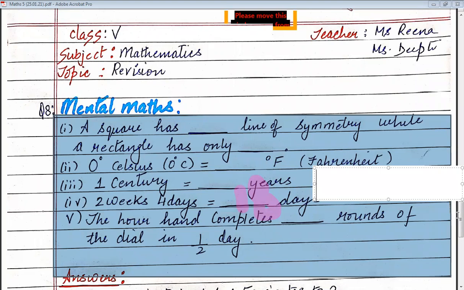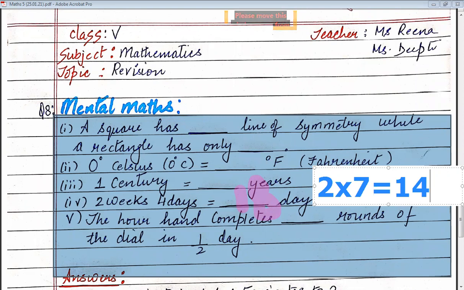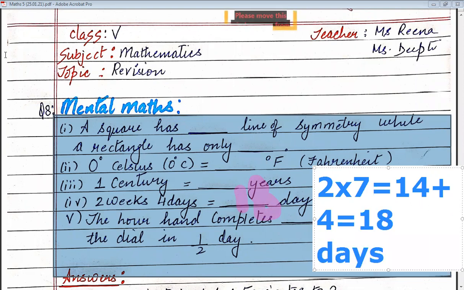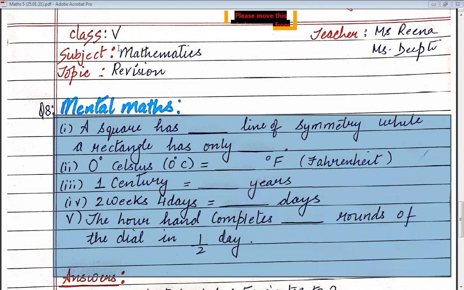Now 2 weeks means how many days? In 1 week, 7 days. So 2 weeks means 2 multiply 7, which will give you 14. Okay, now you have 14 days and you have extra 4 days also. So you have to add 4 and finally you will get 18. So how many days are there? 18 days. Okay, children. So this is the way we got our answer. Okay, so directly you can say that it is 18. Now the hour hand completes dash rounds of the dial in half day. Now, children, whole day your hour hand takes 2 complete rounds. So, in half day, your hour hand will complete only one round of the dial.